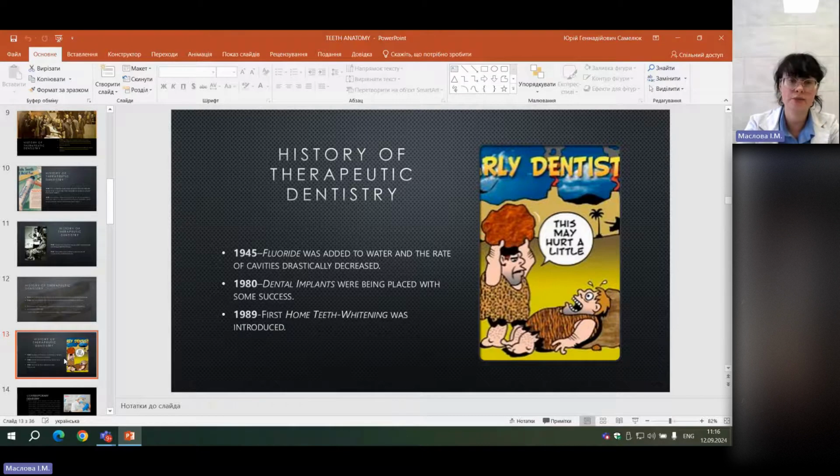1945, fluoride was added to water and the rate of cavities drastically decreased. 1980, dental implants were being placed with some success. 1985, 1989, first home teeth whitening was introduced.